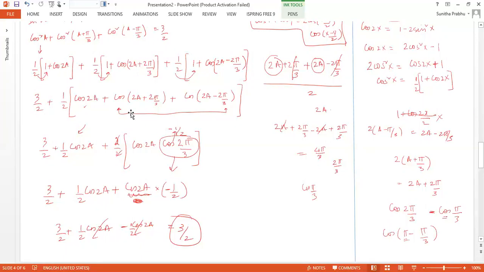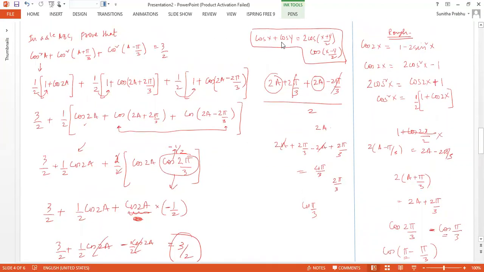Yeah, the next step. So what we are doing is we are taking these two terms together, because we have 2a plus 2 pi by 3 and 2a minus 2 pi by 3. We are taking this as cos x plus cos y, and then we are using our sum-product formula. Cos x plus cos y is 2 cos of (x plus y) by 2 into cos of (x minus y) by 2. And then you are manipulating x plus y. This is x plus y by 2. I just did this in the rough work. The whole thing divided by 2, you just get cos 2a. That's what we have put here.